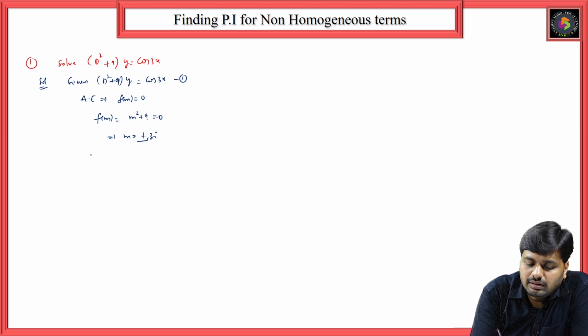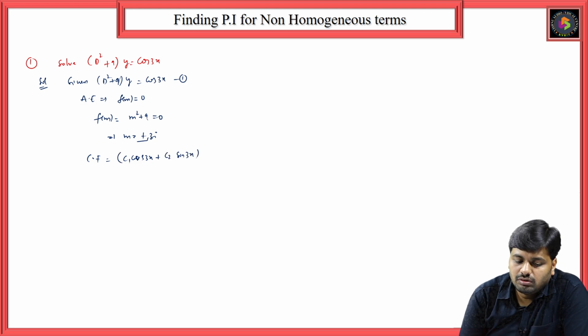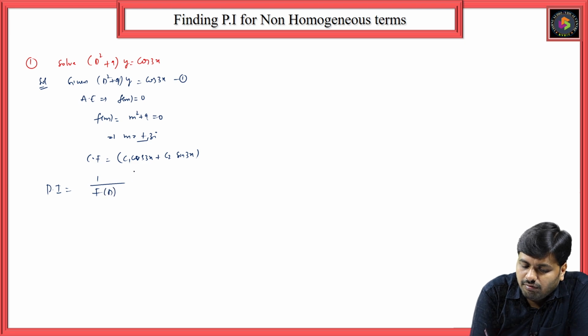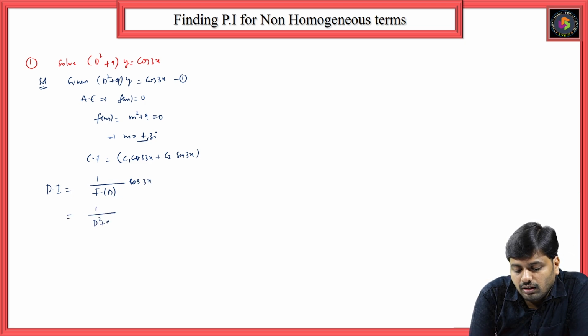m = ±3i, therefore the complementary function will be c1 cos 3x + c2 sin 3x. Now this is the complementary function. Now we'll write the particular integral. The particular integral is 1 by f(D) of cos 3x, where a = 3 here. That is 1 by D² + 9, then cos 3x.